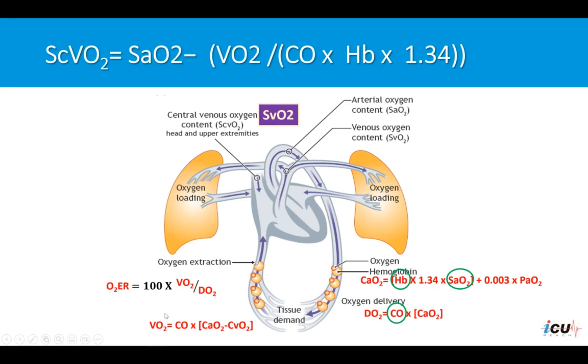And then if you relate the oxygen consumption to the oxygen delivery, you get the oxygen extraction ratio. And you can get information about the oxygen extraction ratio indirectly by measuring the mixed venous O2 saturation that requires placement of a pulmonary artery catheter.